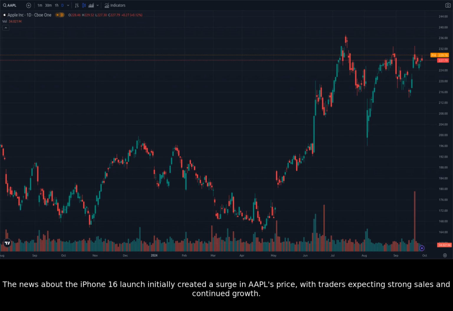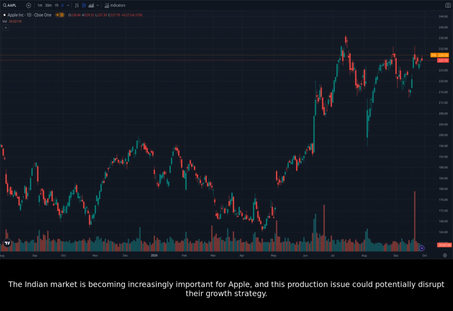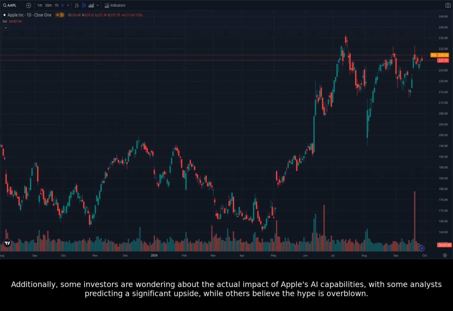The news about the iPhone 16 launch initially created a surge in AAPL's price, with traders expecting strong sales and continued growth. However, reports of lackluster pre-orders, followed by a fire at a Tata Electronics plant in India that halted production of iPhone components, have led to some concerns. The Indian market is becoming increasingly important for Apple, and this production issue could potentially disrupt their growth strategy. Additionally, some investors are wondering about the actual impact of Apple's AI capabilities, with some analysts predicting a significant upside, while others believe the hype is overblown.